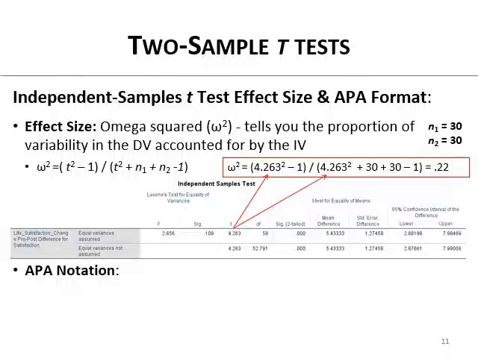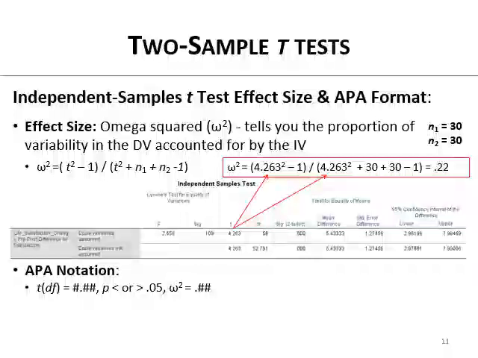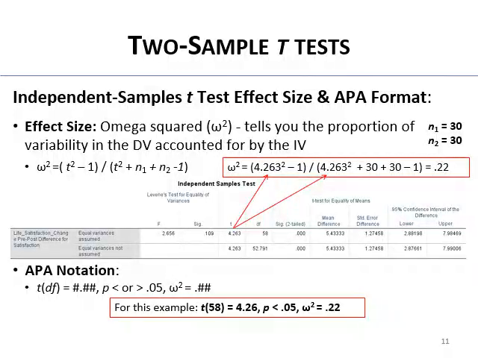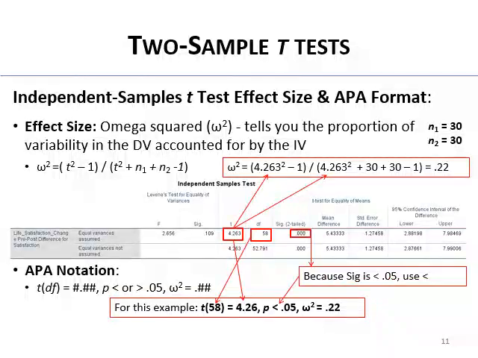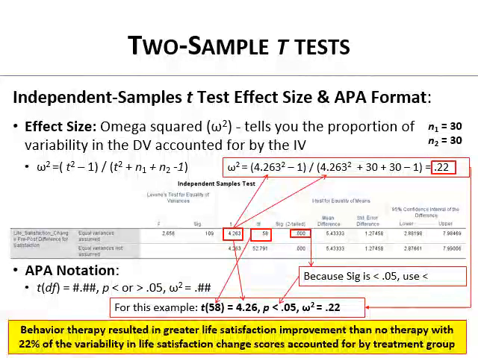To write this up in APA notation, we've got to follow their format again. It's kind of like it was for one sample t, right? We just got to fill this in. Where does all this come from? A t of 58 degrees of freedom was equal to 4.26, so you go to 2 decimals. Our p was less than 0.05, right? So we use the less than sign, and our omega squared was 0.22 from up at top.